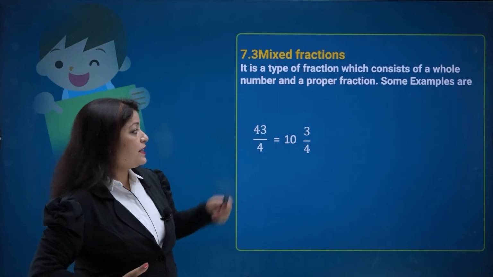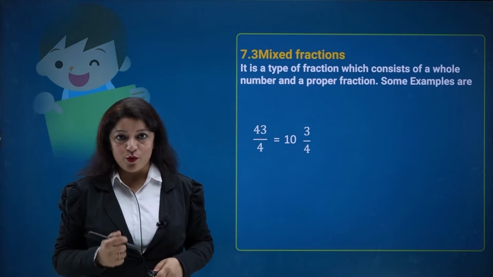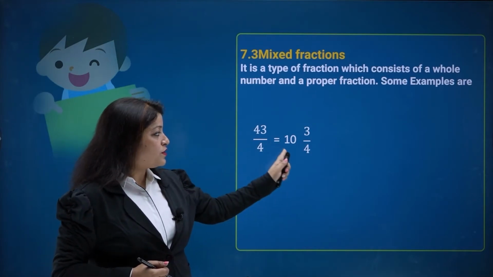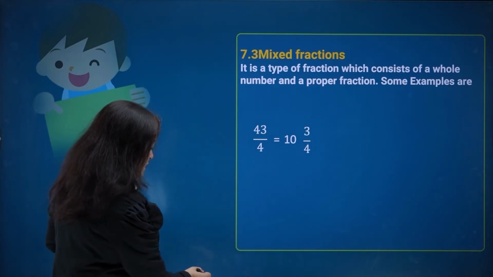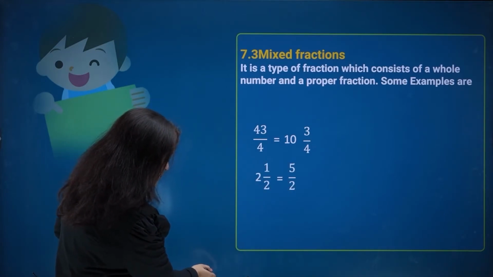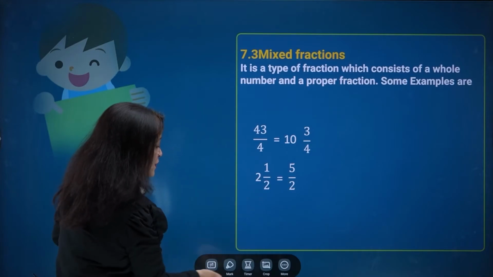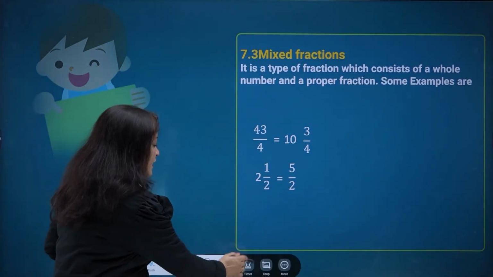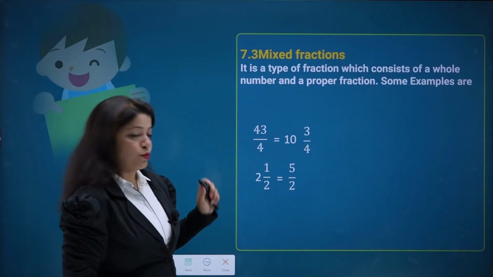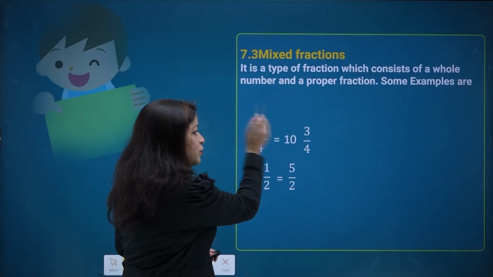So with an example, if I take 43 upon 4. Now 43 upon 4 is written as 10 whole number 3 upon 4. How have we written this? Let me tell you with an easy example, 2 1/2 also. What do you understand by 2 1/2? You can directly say 5 upon 2. But how are you getting this, or how are you converting this?